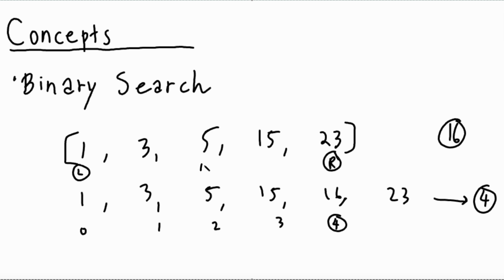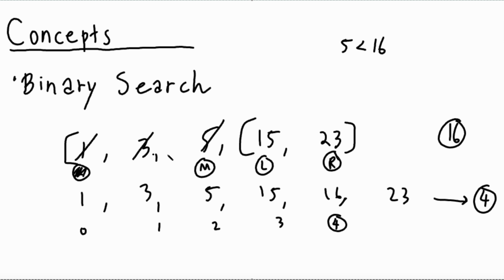So the middle element is 5. 5 is less than 16. Therefore, 3 and 1 can be ruled out because they will not be the positions in which we insert 16. 16 has to be inserted in position 4. And obviously, positions 0, 1, 2 will not work because the elements in those positions are all less than the target. So therefore, we update the search bound to only consider 15 and 23.